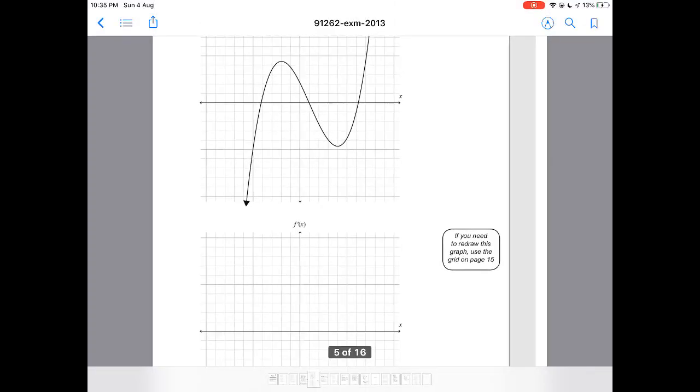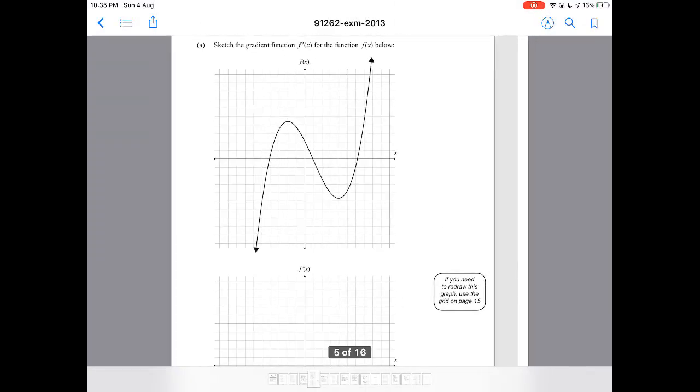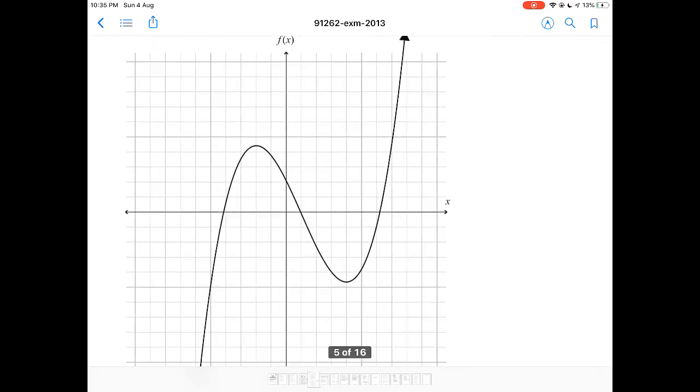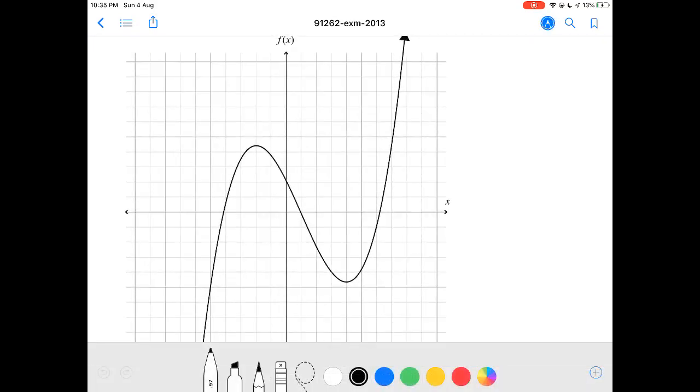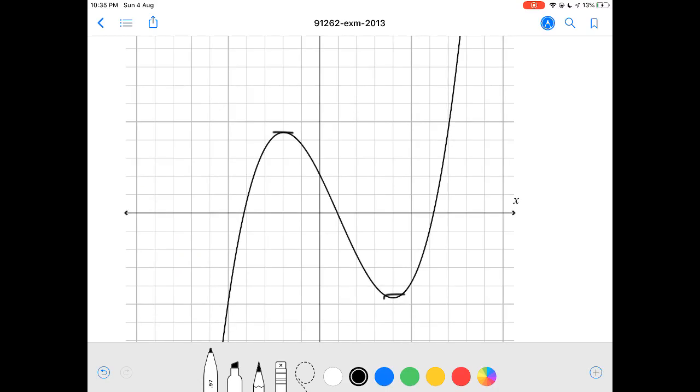Alright, now we're going to be sketching the gradient function when given the f of x. So basically, we're going from cubic to parabola. How are we going to do that? Okay, so as you can see, we need to identify our turning points. You know you're going to be sketching a gradient function, and you know that at a turning point, the gradient equals 0. So at the turning points, gradient equals 0.